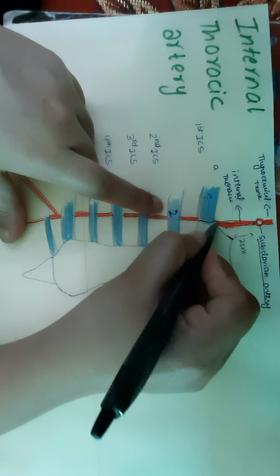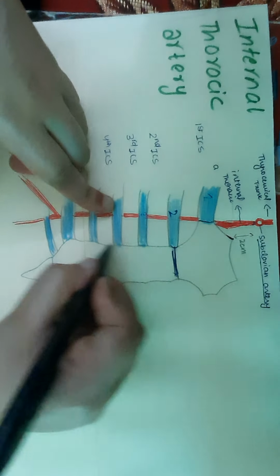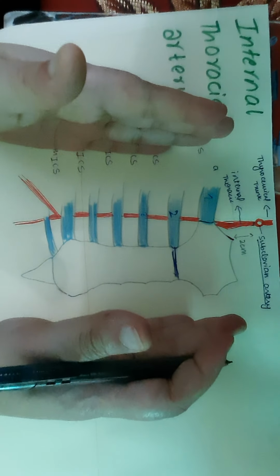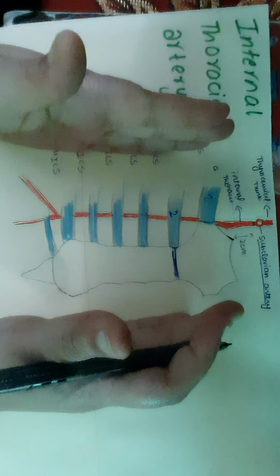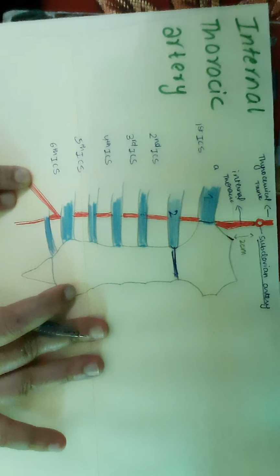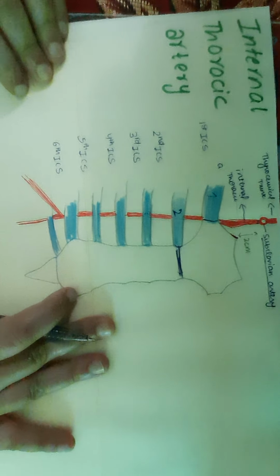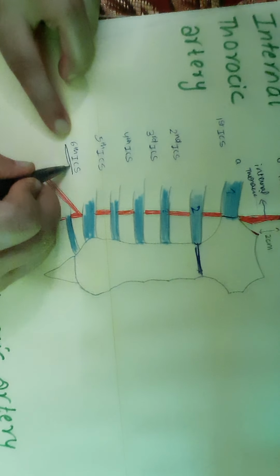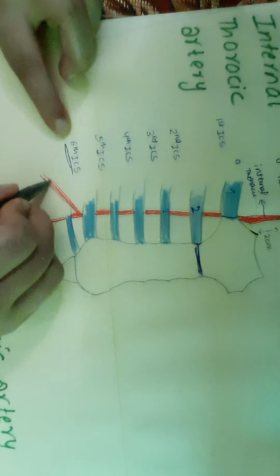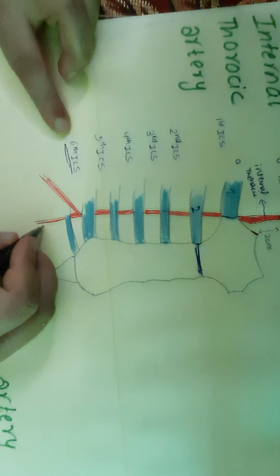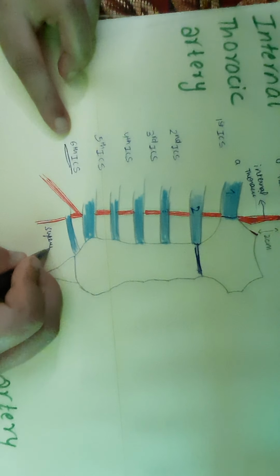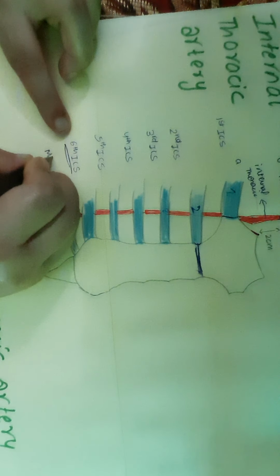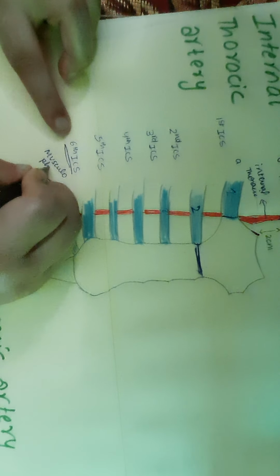So posterior to the ribs, it is going to pass on the lateral aspects of the sternum, on the medial aspect. So medially, this artery is going to pass. And remember one thing, this artery is going to bifurcate at the 6th intercostal space. This is the first, second I've drawn. This is the 6th intercostal space. At the 6th intercostal space, it bifurcates into two branches. One is the superior epigastric artery, and the other is the musculophrenic artery.